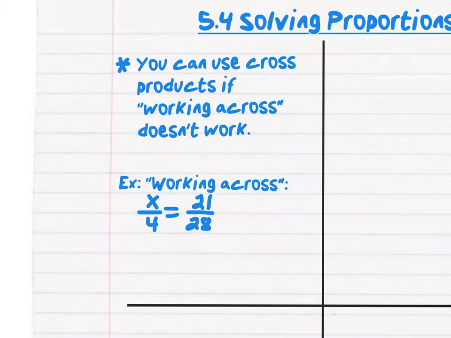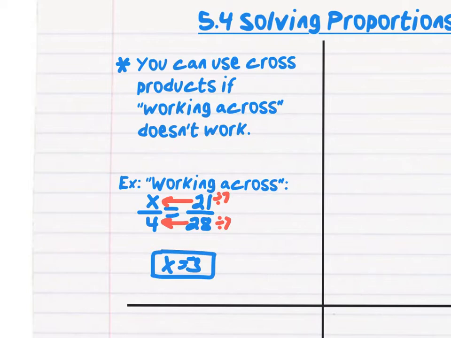I'm trying to get towards x, so I draw my arrows going towards x, and both arrows have to go in the same direction. I notice that 28 divided by 7 is equal to 4. Then I can apply that rule to the top: 21 divided by 7, and that'll be x. So in this case, x is going to equal 3. Let's go ahead and box our answer. That's working across.